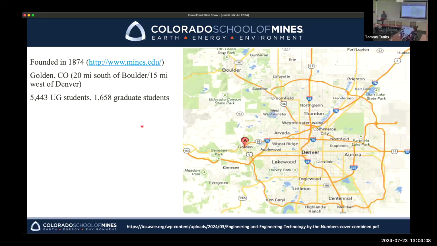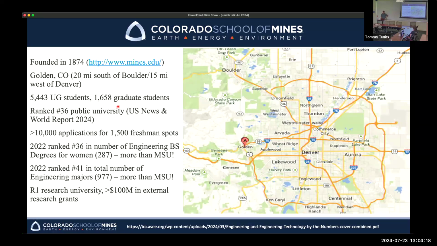It's relatively small, so about 5,400 undergrads and 1,700 grad students. That usually fluctuates a couple hundred. And it's basically a STEM school, so it's almost entirely engineering students, with chemistry and, I think, economics the only non-engineering departments. And so we're pretty highly ranked. It's pretty tough to get into the school.